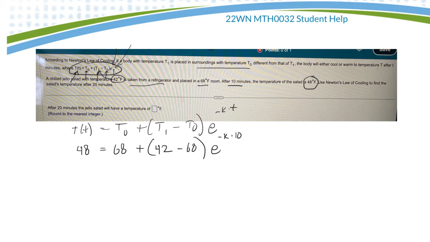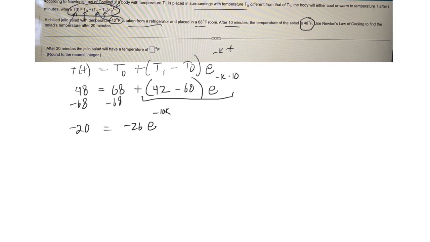Okay, now I need to solve this. The first thing I'll do is isolate this part. So I'll subtract 68 on each side. So minus 20 is equal to, and then 42 take away 68 is negative 26, e to the minus 10k. Just like we've solved other equations, I'll divide both sides by negative 26 to isolate that part. So I'll get 20 over 26 is equal to e to the negative 10k.